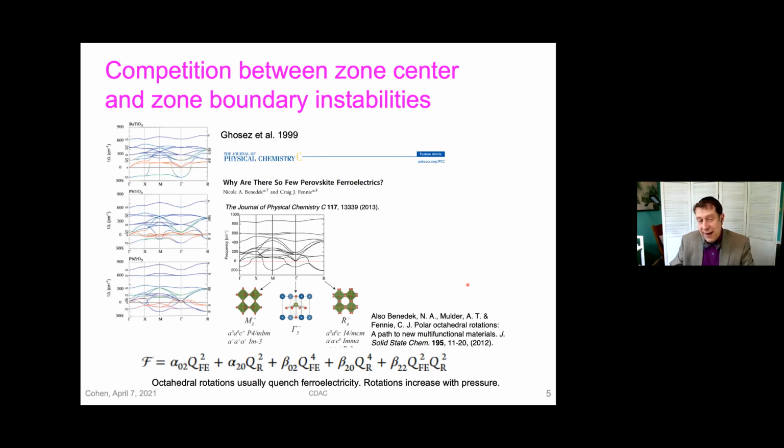I should also say that Slater's picture of ferroelectricity going back to 1950 was called the Rattling Ion Model, and you can see why pressure would be bad for that, because why would an ion rattle if it was at high pressure? So high pressure should squeeze everything together, and there shouldn't be any room for any rattling.